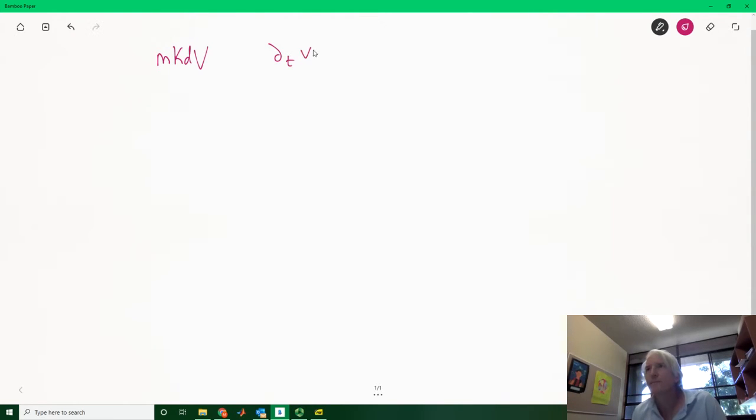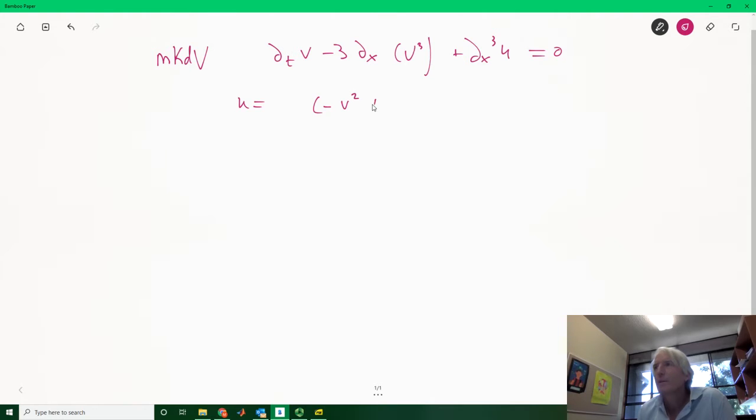Oops, I don't use V here. So it's a related equation, and it's related by this transformation u is equal to minus v squared plus dx of v. So this is actually a differential equation you've got to solve to find u, up to a constant, but we're not really interested in adding in constants here, right?